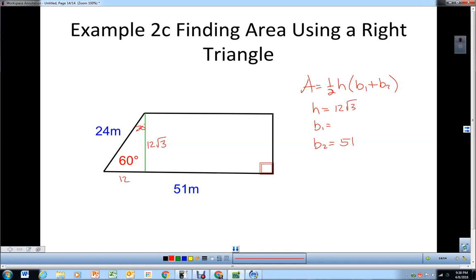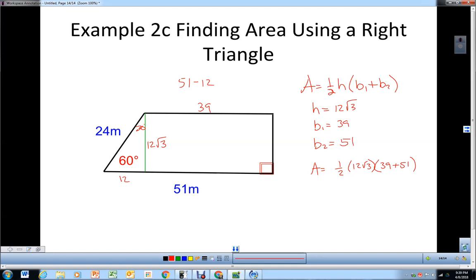Now, if this is 12 and this whole length is 51, that means that this distance is going to be 51 minus 12. And so 51 minus 12 is going to give us 39. So this means that our other base is going to be 39. So we have 39 now and 51, so now we can go back and calculate our answer. So we're going to leave this in simplest radical form again. So we get 1/2 of 12 radical 3 times 39 plus 51.